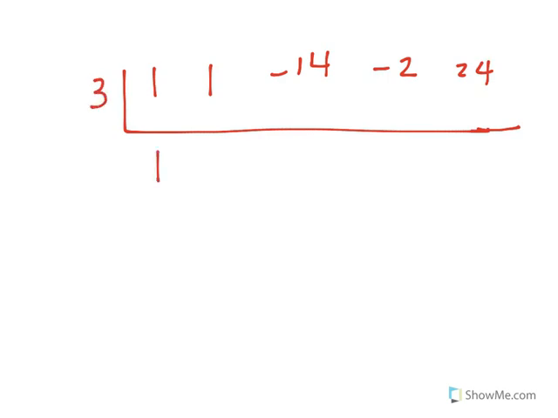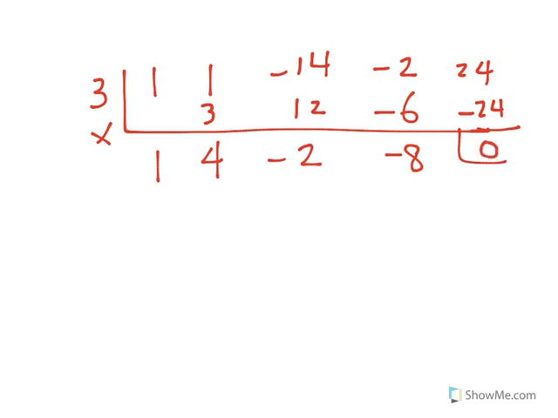First step, bring down the 1. Multiplied by 3, we will have 3. Combining, we have 4. 4 times 3 is 12. Combining, we have negative 2. Multiply again, we have negative 6. Combining, we have negative 8. Multiplying by 3, we have negative 24. And sure enough, we have a 0.